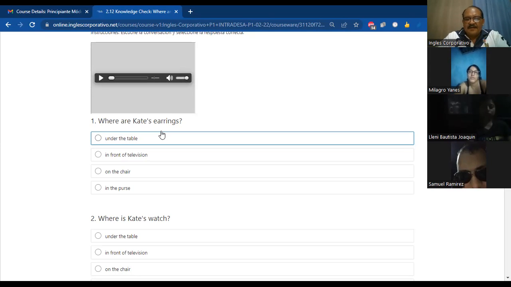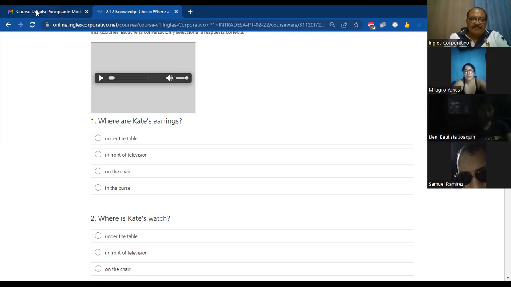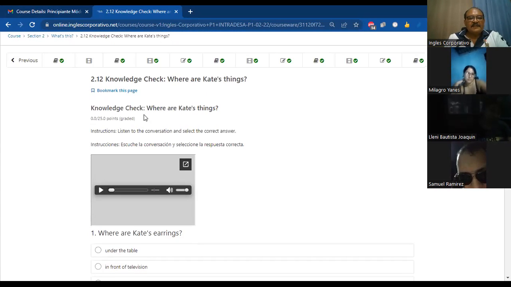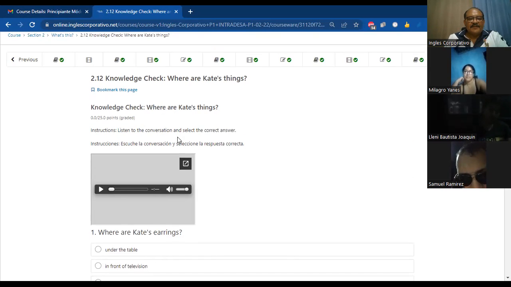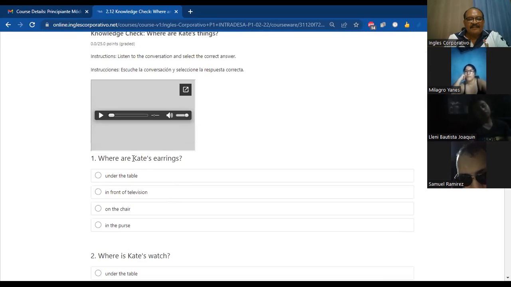You say, where are the books? Where are the keys? Where is the purse? Where is the map? Where is the newspaper? O sea, en general, ¿no? ¿Dónde está el periódico? ¿Dónde está esto? ¿Dónde está lo otro? But in this one, is, for example, the possessions of people, okay? For example, you say, where are Kate's earrings?